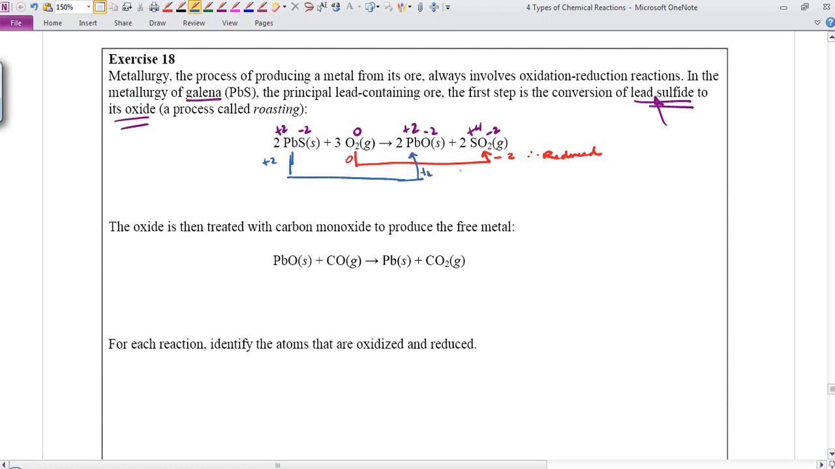Nothing exciting there. But this sulfur as a -2 is coming over here to be greatly increased up to a +4. So that's my oxidized. This was not exciting. So don't be alarmed if you have things that look like they're going to do something and it turns out that they don't. All right, then what's the next step? Well, the oxide is then treated with carbon monoxide to produce the free metal. All right, so let's start with that.